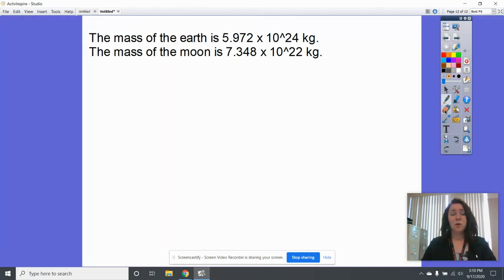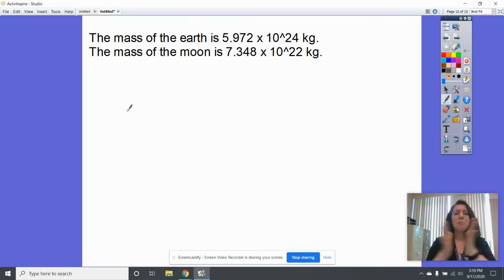In fact, there's lots of different questions we could ask about this. First question we could ask is, what is the combined mass of the Earth and the moon? Well, combined mass just means we're putting them together. So when we're combining, we're just going to add this number plus this number.